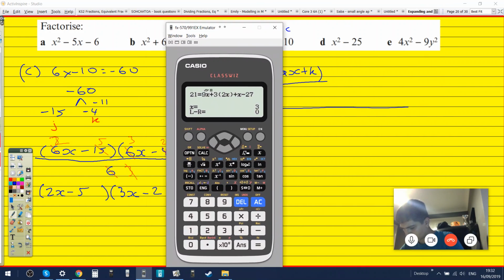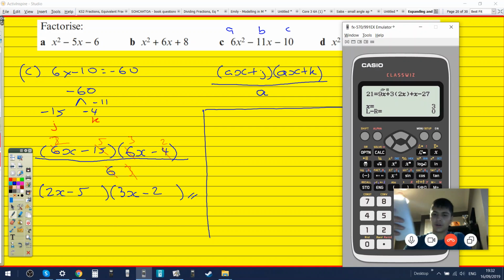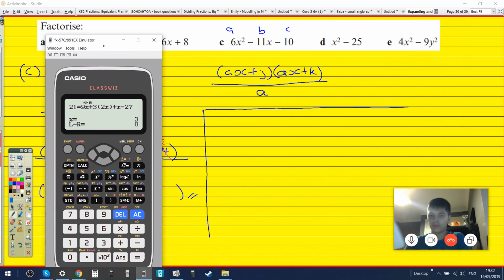What calculator do you have? I just have this regular Casio. I haven't got the expensive one yet. What number is your one?